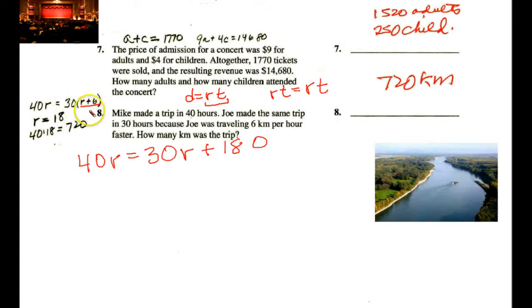So when I get rid of parentheses here, I get 30r plus 180. I'm going to subtract 30r from both sides. I get 10r equals 180. R equals 18. So if R equals 18, which is the rate, times 40 hours makes the trip 720 kilometers long, which is what we have.